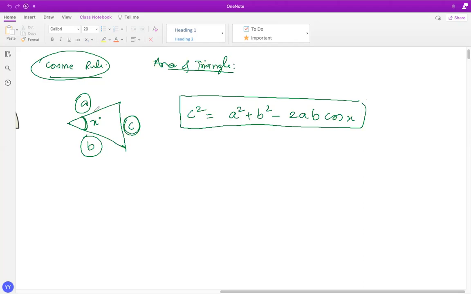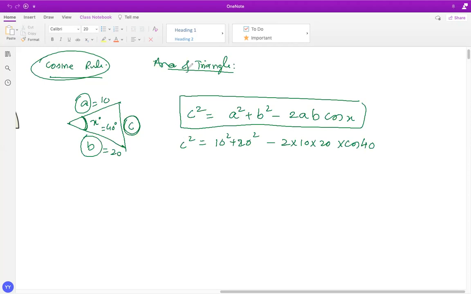If I take an example, say this is 10, this is 20, and this is 40 degrees, and I want to find out the measurement of c, you can say c square is 10 square plus 20 square minus 2 times 10 times 20 times cos of 40. And of course, you've got a calculator, you can work it out.